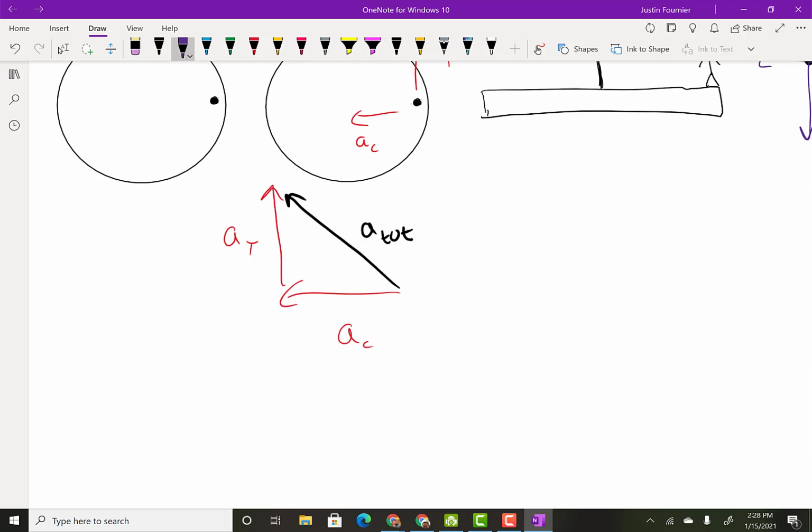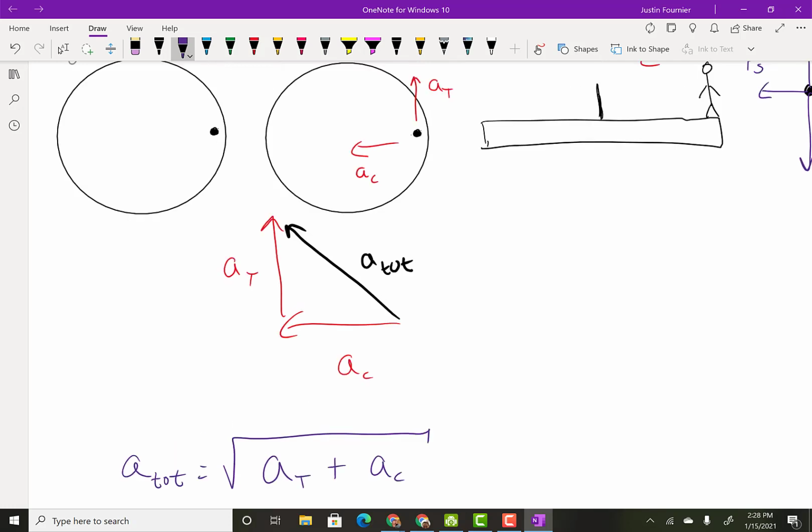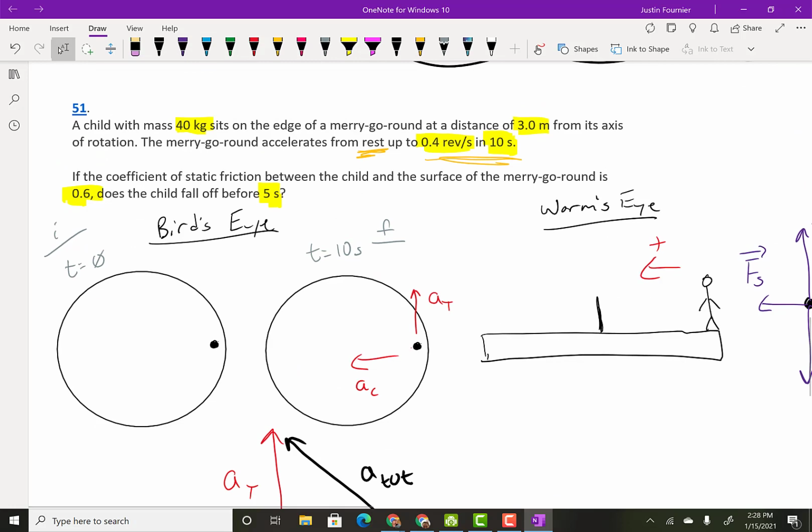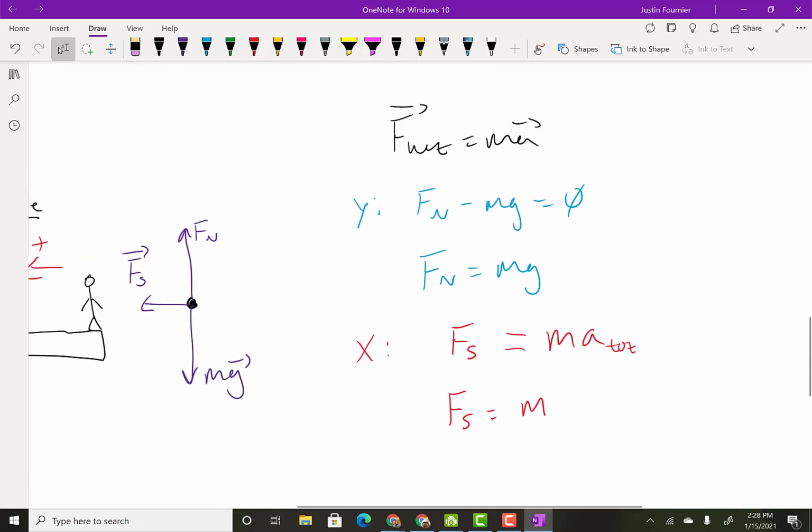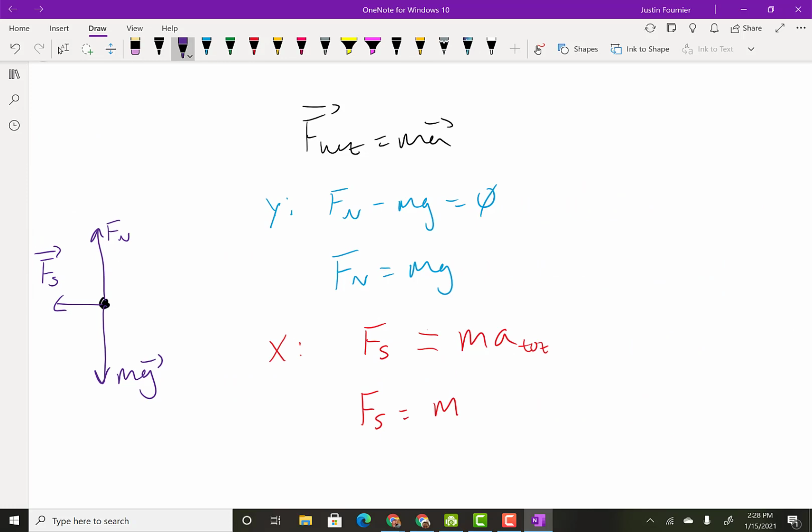Using a little bit of algebra and geometry, a total squared is going to equal a tangential squared plus a centripetal squared. That's the Pythagorean theorem. So the total acceleration is the square root of the tangential acceleration squared plus the centripetal acceleration squared. There is a lot going on here. This is a good problem. So this is the total acceleration, and I'm just going to stick with this for now.